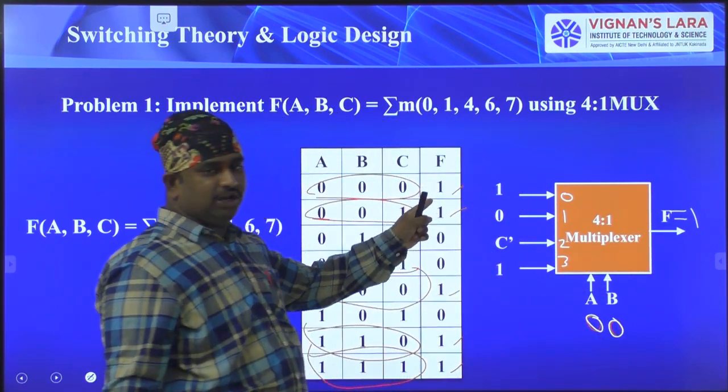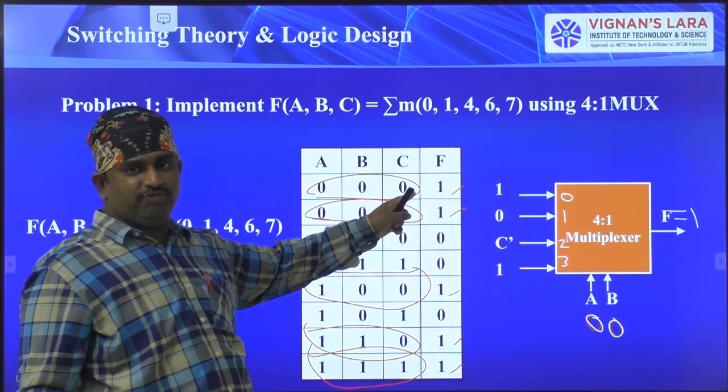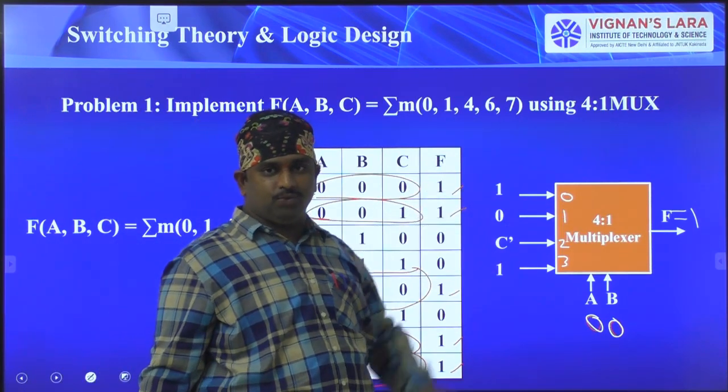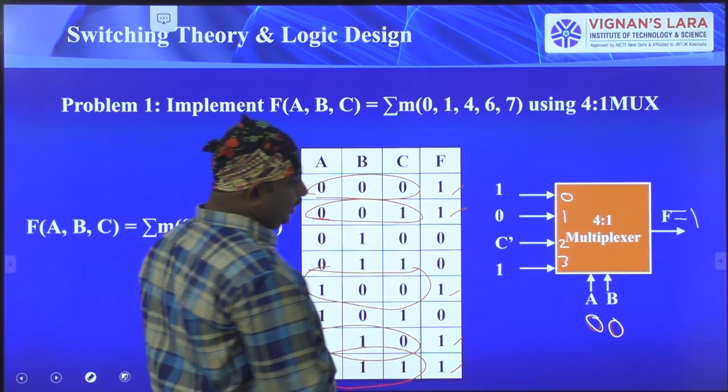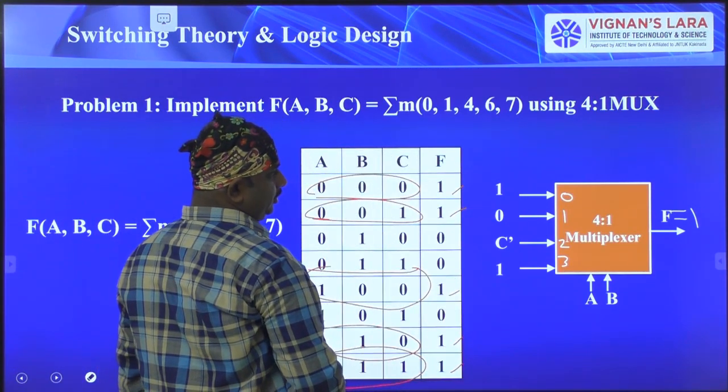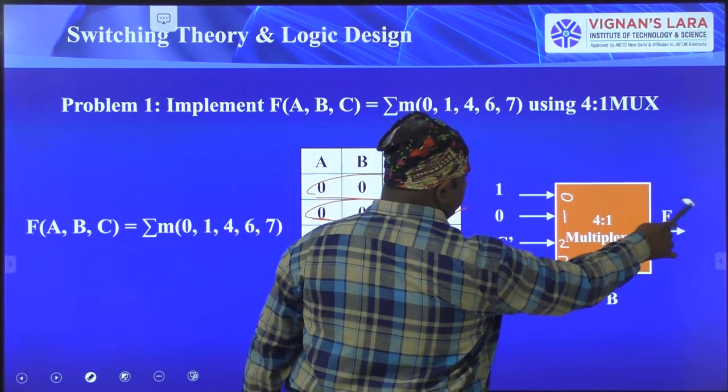So here the output function F is equal to 1. So we got the answer 1. Right? Next we will check the next combination.